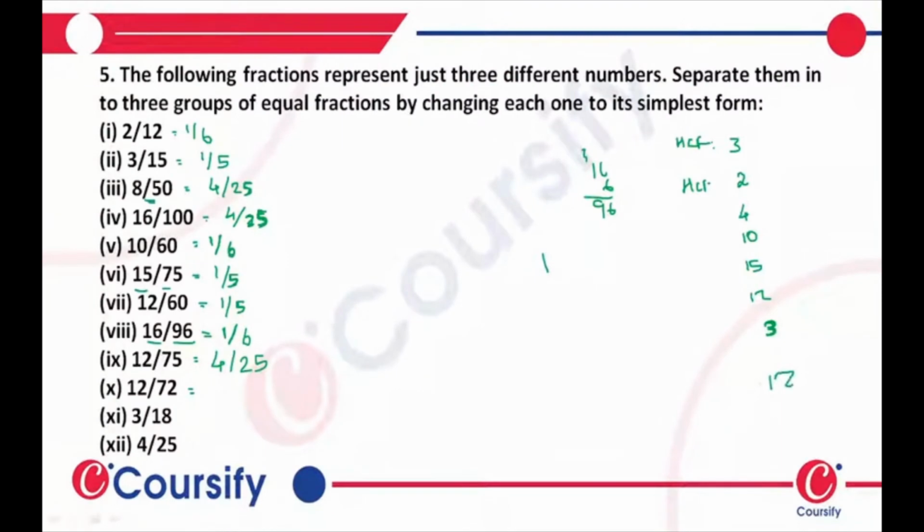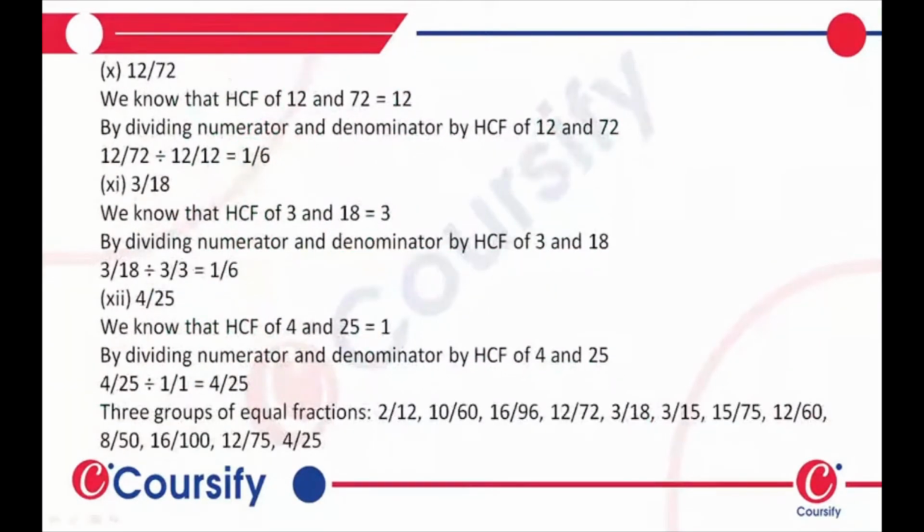HCF will be 12, and so what do we do? 12 divided by 12 is 1, and 72 divided by 12 is 6. So we know that the HCF of 12 and 72 is equal to 12. By dividing the numerator and denominator by the HCF of 12 and 72, we get 12 by 72 divided by 12 by 12, which equals 1 by 6, is the answer.